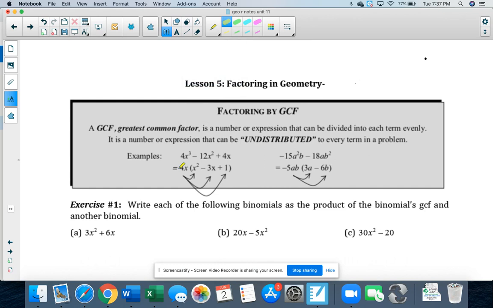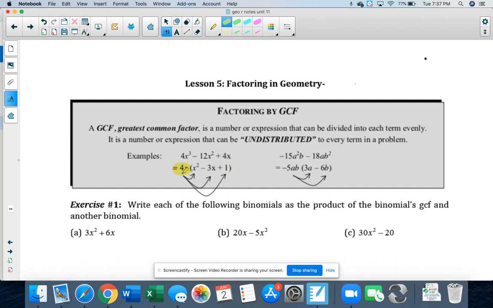All right. And then it's basically what's left. You're dividing 4x from 4x to the third, and you're left with x squared. You're dividing 4x from negative 12x squared. So negative 12 divided by 4 is negative 3. X squared divided by x is x. And then you're taking 4x and you're dividing it by 4x. You need this placeholder, this 1.